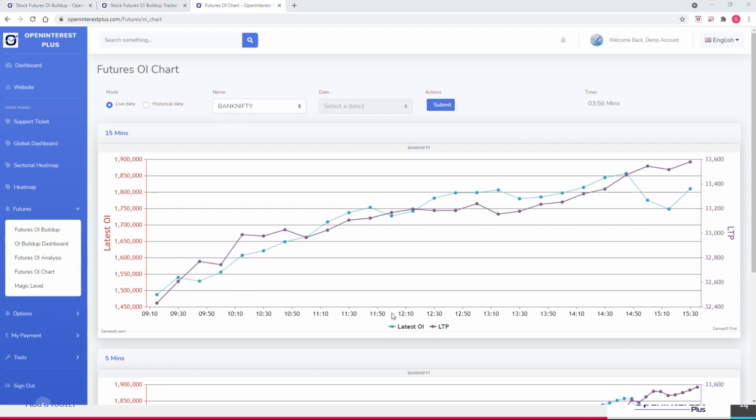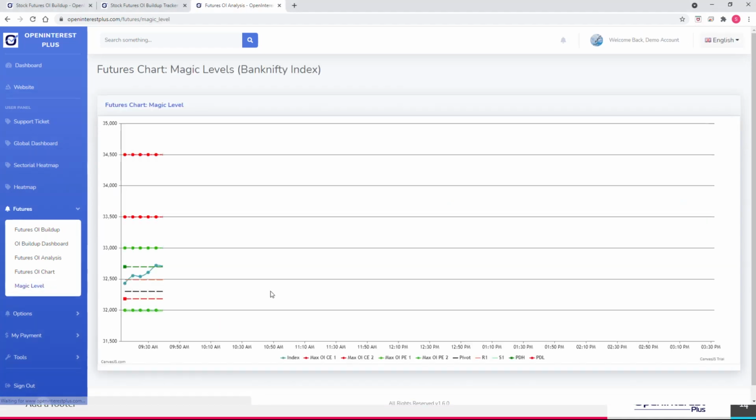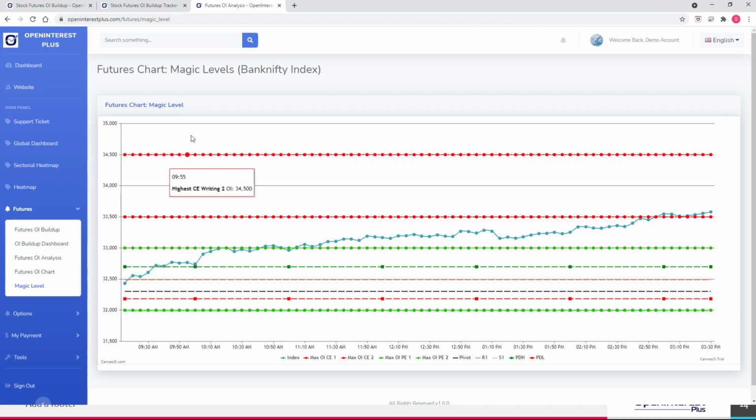All right, so we have covered this, and now the most interesting one, which is the magic level chart. Currently this is for the Bank Nifty index. I'm yet to start working on the Nifty index. So currently this is the Bank Nifty index. Why do I call this magic level?